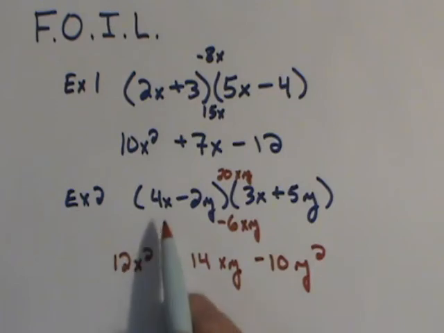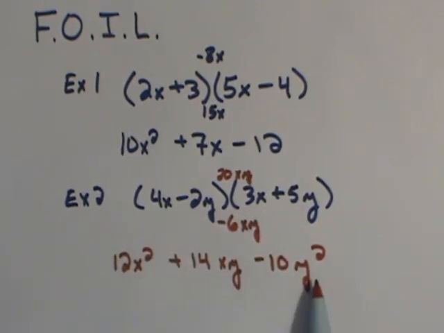The expectation, I had a binomial times a binomial. I expected to get 3 terms, and I did get 3 terms. There's your first 2 examples for FOIL.